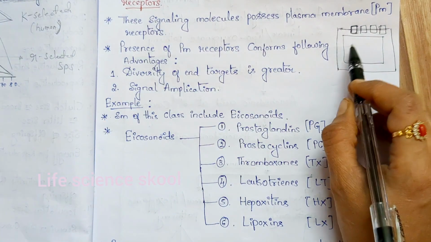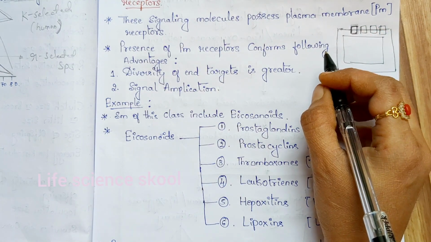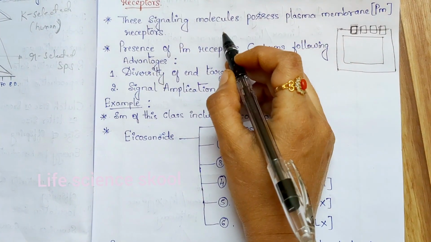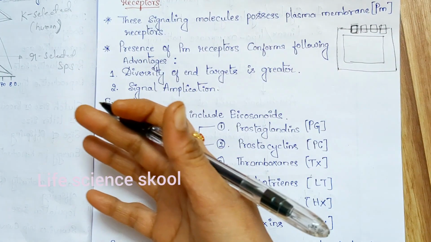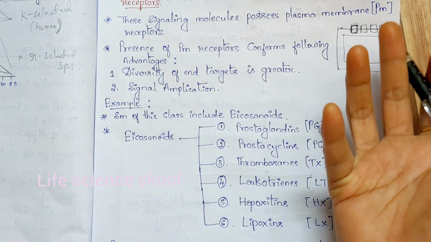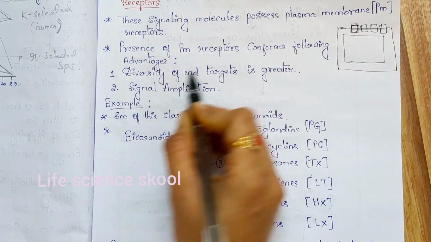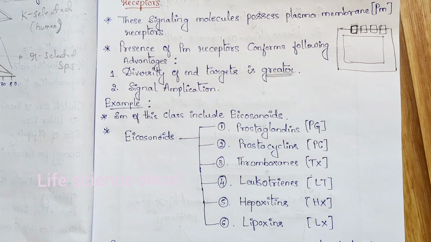And here the presence of these plasma membrane receptors confers certain advantages. It has more advantage when compared to the other type of signaling molecules which possess intracellular receptors. So what are those advantages? Here there are two advantages mainly. The first one is that the diversity of end targets is greater. In the case of lipophilic signaling molecules with intracellular receptors, their diversity is less. Here the diversity of end targets becomes greater.